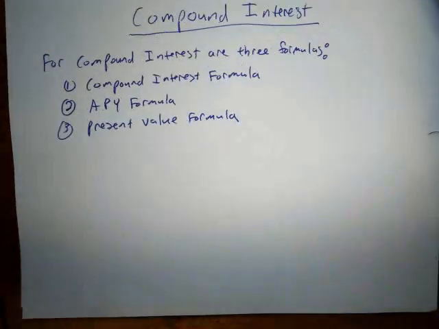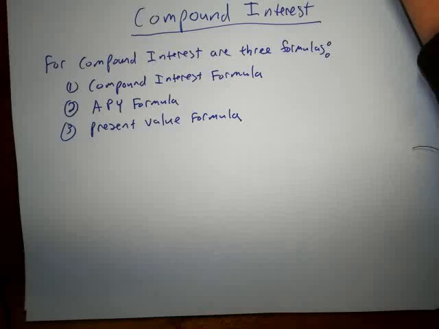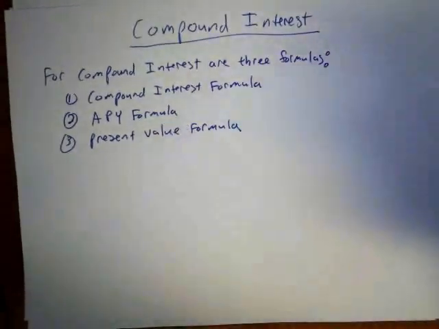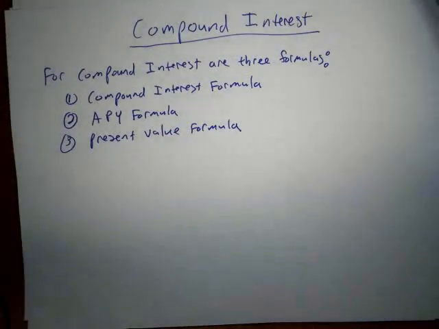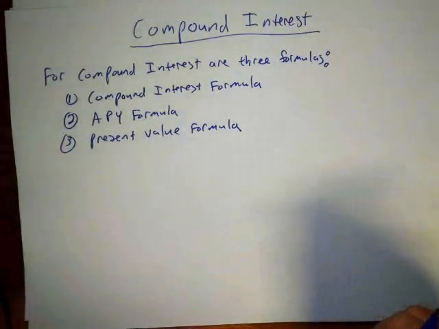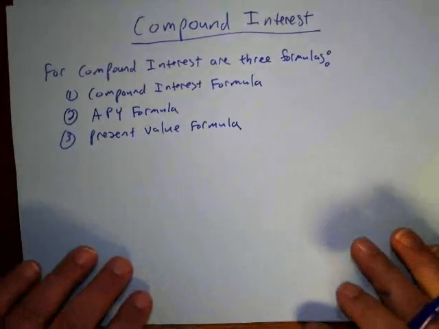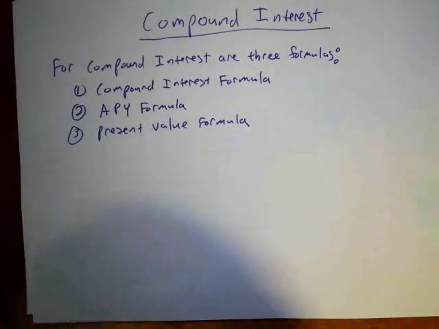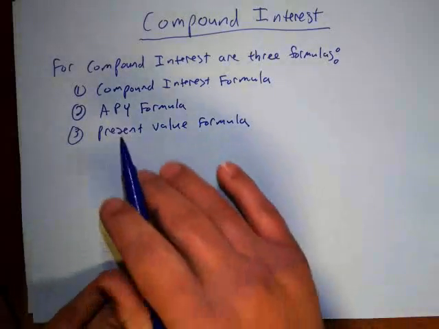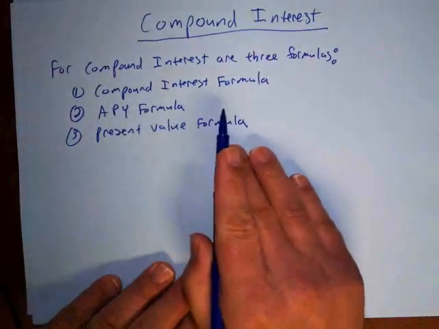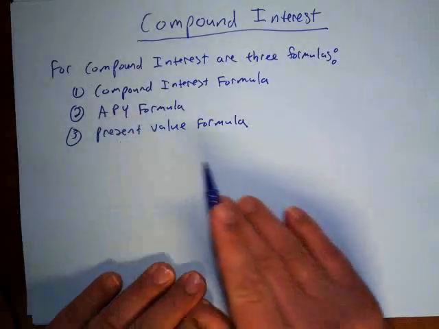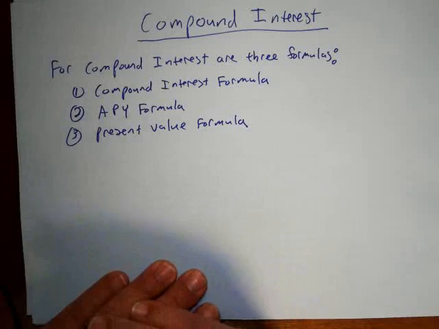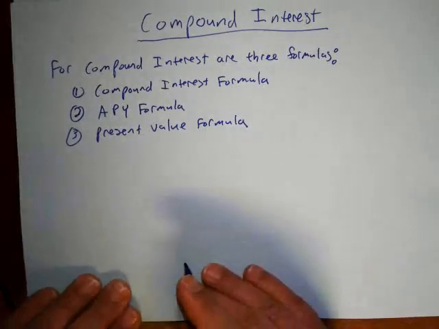Okay, we are now going to talk about compound interest here. For the section on compound interest, there's actually three main ideas, and each one has its own formula. There's the compound interest formula, the APY formula, and the present value formula. We'll have a video for each one of these, starting with the compound interest formula.